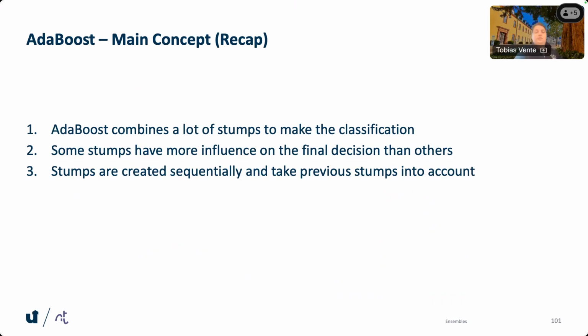So main concept recap: AdaBoost combines a lot of stems to make the classification. Some stems have more influence on the final decision than others. Stems are created sequentially and take previous stems into account. Is this clear?